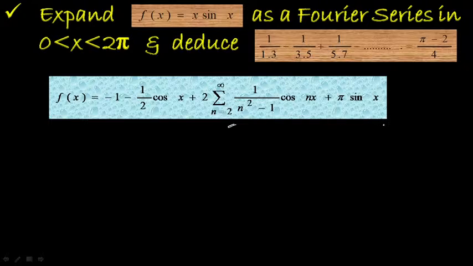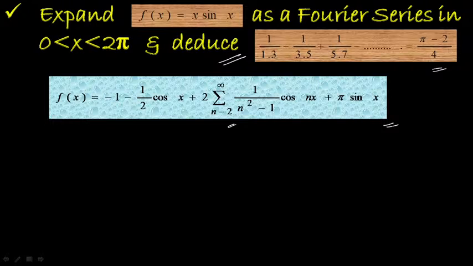So up to this we have discussed already. The link is given in the description box. For more details, you can refer to the link. Now we move on to the deduction part. So we have to deduce the sum of this series and we have to show that this is equal to (pi minus 2) over 4.